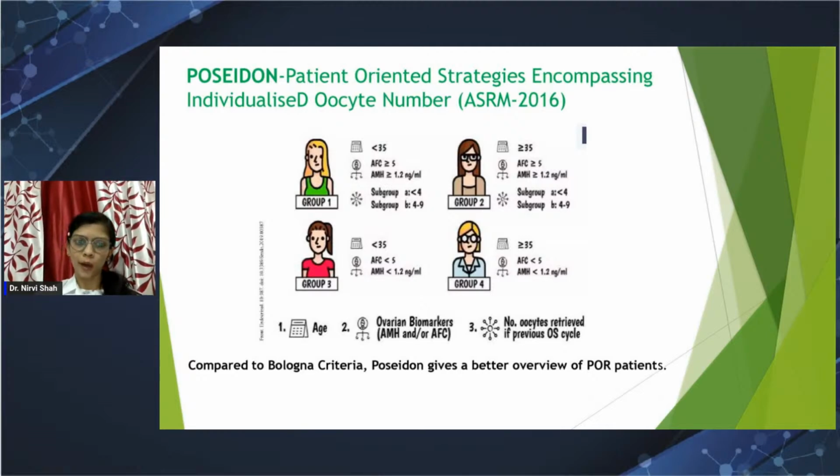falls in group 1. Then we had group 3, where the age is less than 35, meaning a younger woman with a low ovarian reserve, AFC less than 5, AMH less than 1.2. And group 4, where the age is more than 35, meaning an older woman with a poor ovarian response.